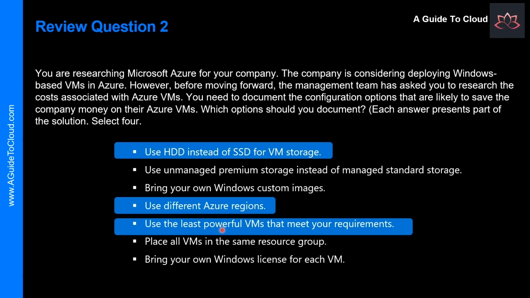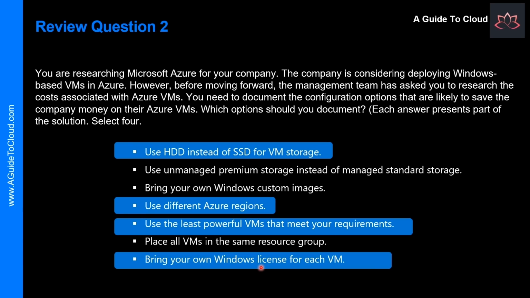Always keep an eye on Azure Monitor or Azure Metrics to check if you are utilizing the VM at the optimal level. Place all VMs in the same resource group. No, placing all VMs in the same resource group will give you the same life cycle. Bring your own Windows license for each VM. Absolutely correct. This is called Azure Hybrid Usage Benefit. If you bring your own license, Microsoft will give you up to 49% discount on your virtual machine cost.